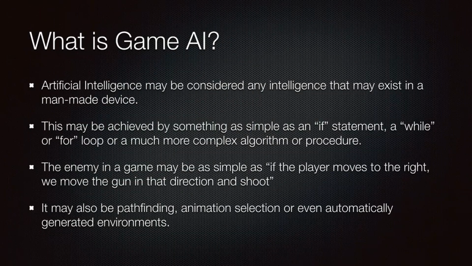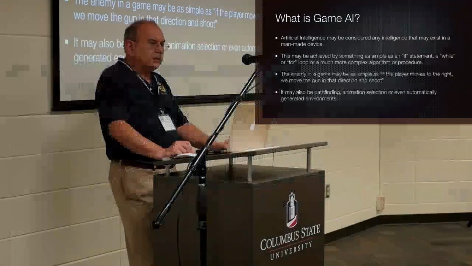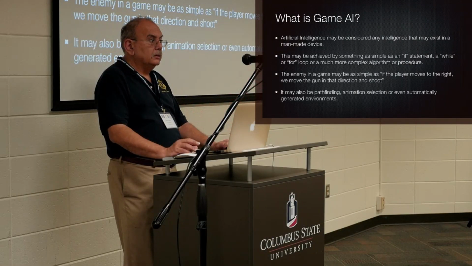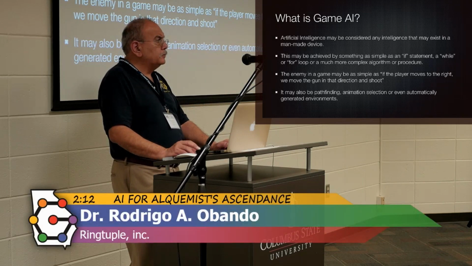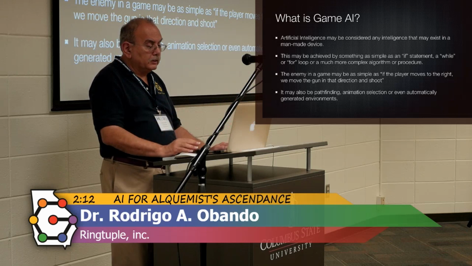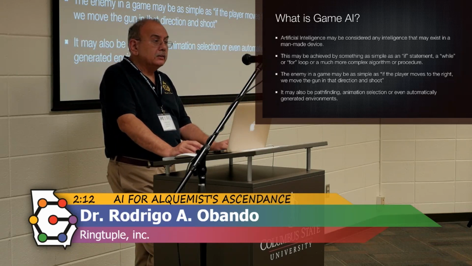Artificial intelligence may be considered any intelligence that may exist in a man-made device. I've heard that somewhere. Also, this may be achieved by something as simple as an if statement. If something says, "Ooh, there is light, let's do this," it sounds smart. For instance, you have lights outside at night, and then suddenly they turn on. People say, "Oh, this looks intelligent." Why? They realize there is no light outside, so we need to turn the lights on. That's an if statement: if no light, turn on. That could be considered some sort of AI. It's a very simplistic AI.